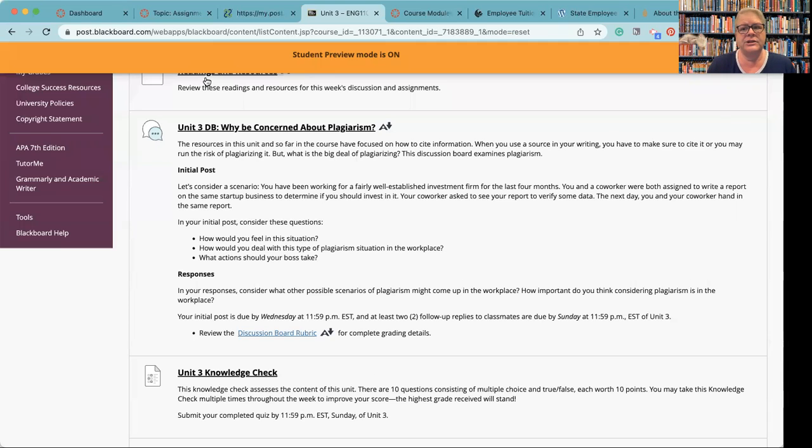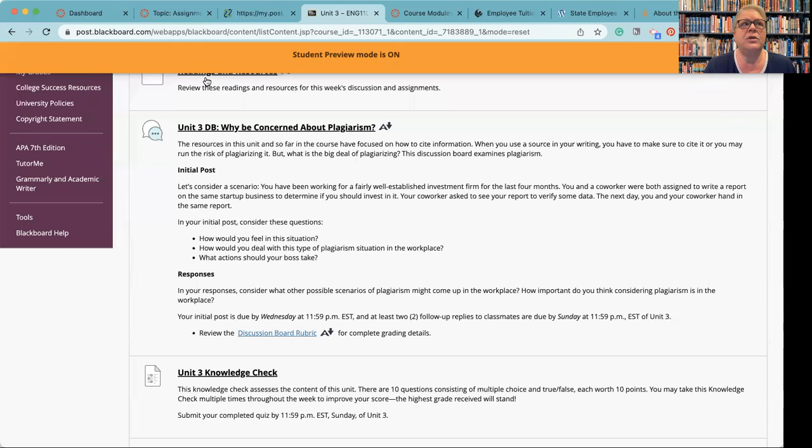The good news about knowledge checks is you can take them multiple times. So if you don't do as well as you want on the first time, you can take it again. But if you try to take it without having read the assignment stuff, it's going to be a lot harder. So I promise you, do it in the order that it comes.